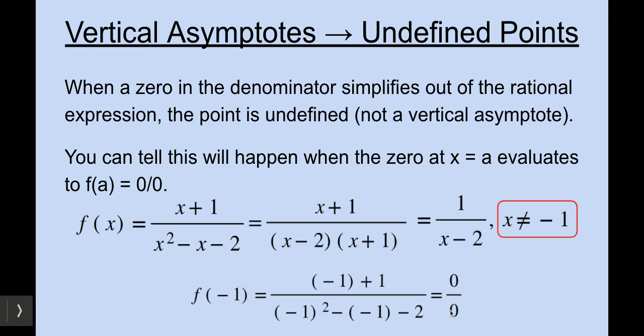All right, so make a note. This 0 over 0, when you're doing rational functions, is a big telltale sign that something will be able to divide out.